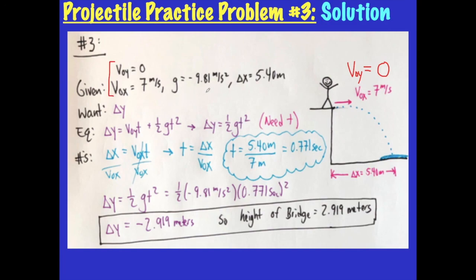Again, we have our buddy gravity, negative 9.81 meters per second squared. And they tell us in this case, the stone's going to travel 5.4 meters before it hits the river. So we're looking for delta y. So we go equation shopping again, and we say delta y equals VOY t plus 1/2 g t squared. And then in this case, VOY is equal to 0 because it's going horizontally. So we'll say that's 0. So our equation simplifies to delta y equals 1/2 g t squared.